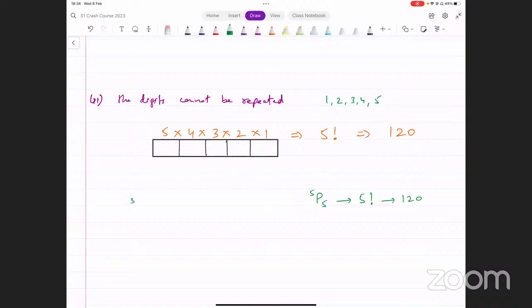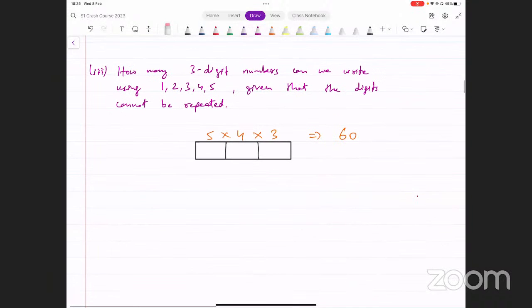The reason for that is, if you were to apply the formula, 5p5 is going to be 5 factorial over 5 minus 5 whole factorial, which is 5 factorial over 0 factorial. And that is just 5 factorial. So you could also do it using permutation notation like this. It would be 5p5.